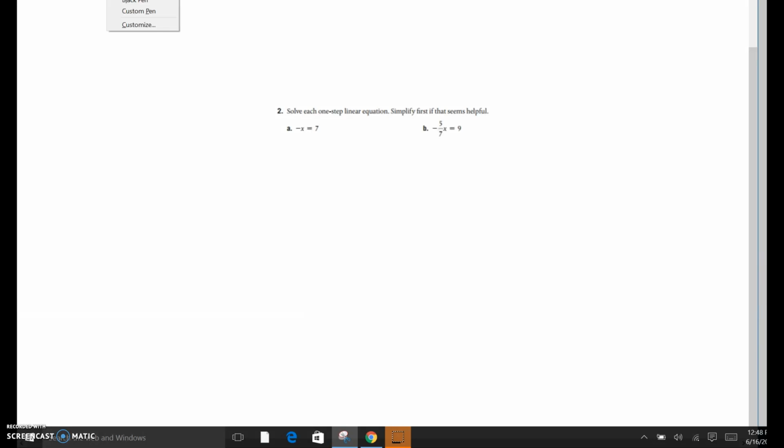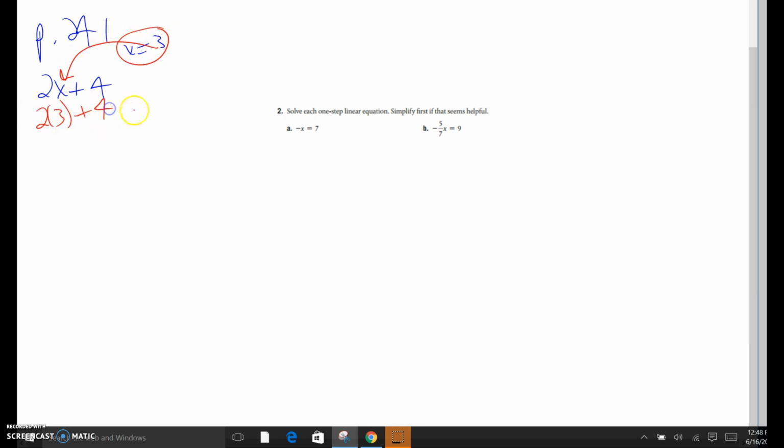Okay, so we're on section 2.12, page 241. And one thing I want to talk about is when solving equations, we're really undoing order of operations. So, for example, if I had 2x plus 4, and you knew that x equals 3, the first thing you would do is sub this 3 in there, and you would do order of operations, which would mean you would multiply first and get the 6, and then you'd add that 4 in last and get your 10.